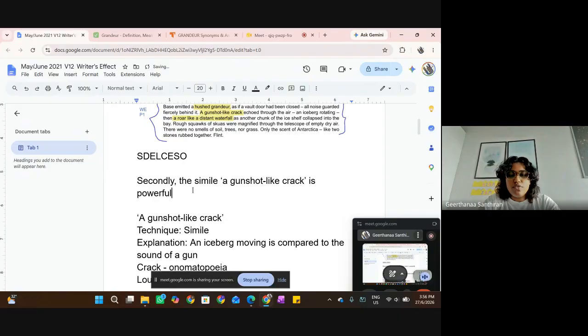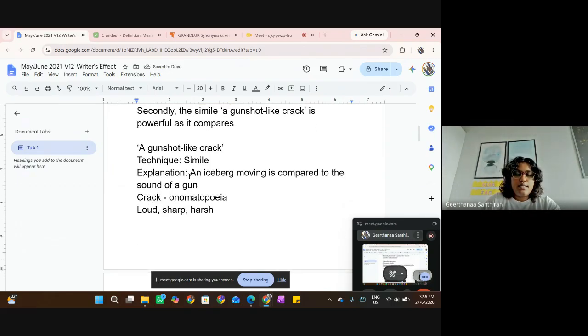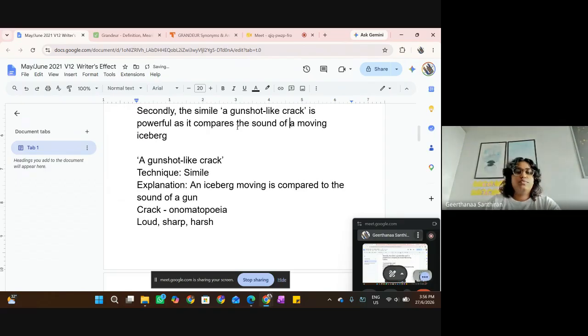You can just say it's powerful, full stop, and explain the rest on the next sentence, or you can make it continue. Secondly, the simile, a gunshot like crack, is powerful as it compares, I would rather say a moving iceberg, right? A moving iceberg, the sound of it, right? As it compares the sound of an iceberg moving. Okay, fine. It depends. You can edit.